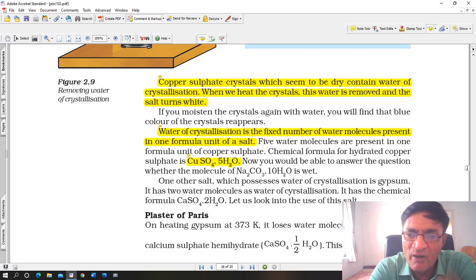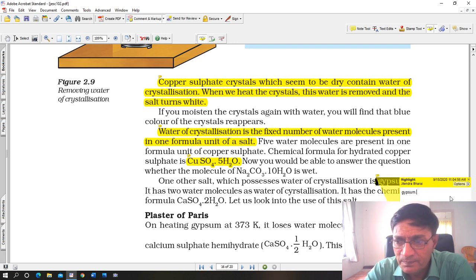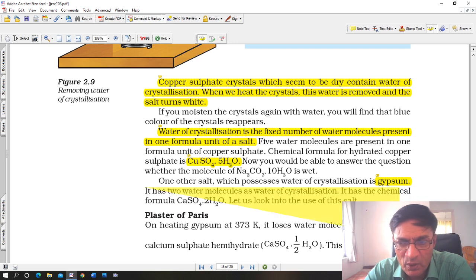Okay. One other salt which possesses water of crystallization is gypsum. Gypsum is used in cement also. Alright. It has 2 water molecules as water of crystallization. It has the chemical formula CaSO4·2H2O, calcium sulfate with 2 molecules of water. Okay. Again, I'll highlight this because this is important.